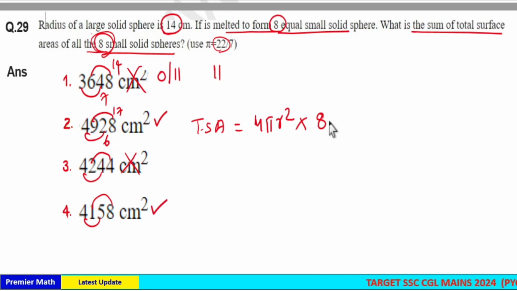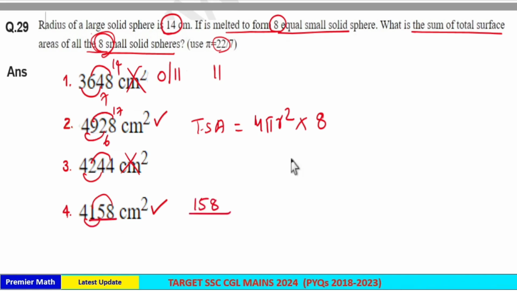So check for multiple of 8. When a number is divisible by 8, its last 3 digits are divisible by 8. That is, here 158 should be divisible by 8. But here it is not divisible by 8. So this is not a multiple of 8. Option 4 eliminated. So option 2 is our answer.